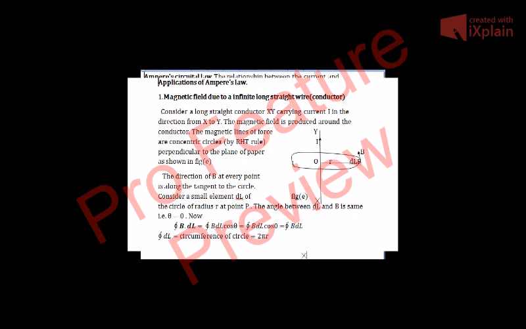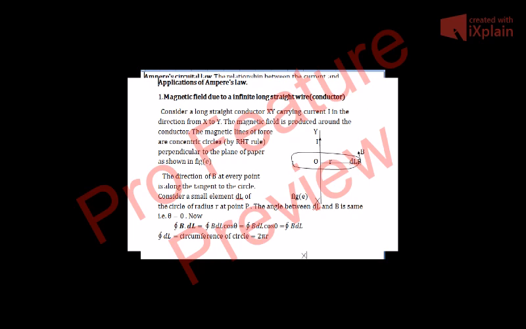The direction of B at every point is along the tangent to the circle. As I already told you, we have to draw a tangent to the circle if we want to find the direction of the field at any point on the circle. The tangent will give us the direction of the field at that point. So let us consider a small element dl of the circle of radius r at point P. The angle theta between dl and B is 0. That is theta is equal to 0.